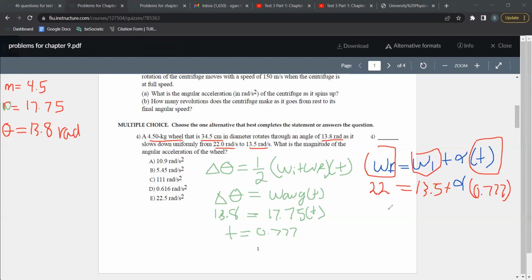So now if we subtract 13.5 from 22, we get 8.5 equals alpha times 0.777. And now if we divide, we get alpha equaling 10.94. And that is measured in radians per second squared. And which answer aligns with that? That is A. So our answer for question number 4 is A.